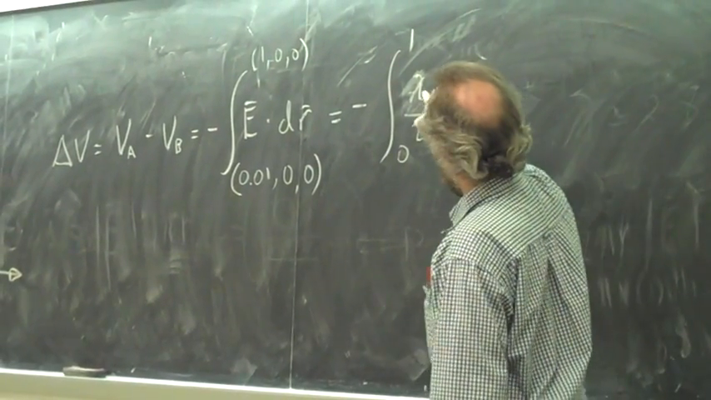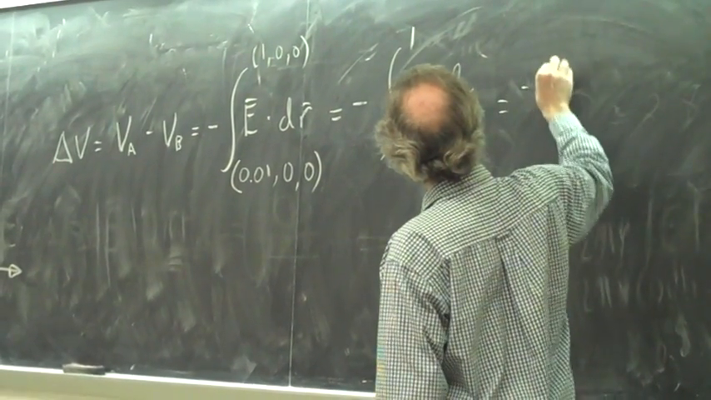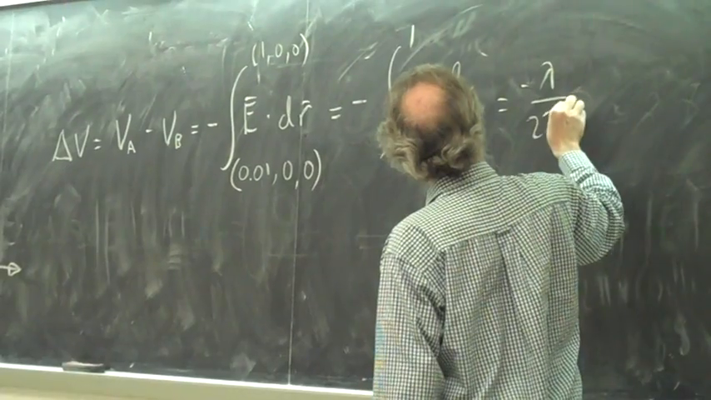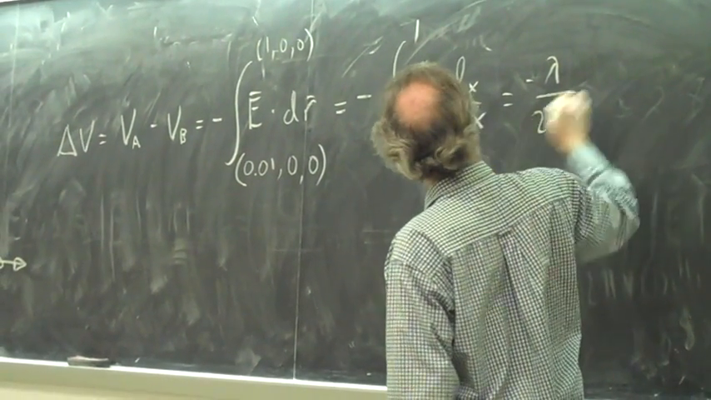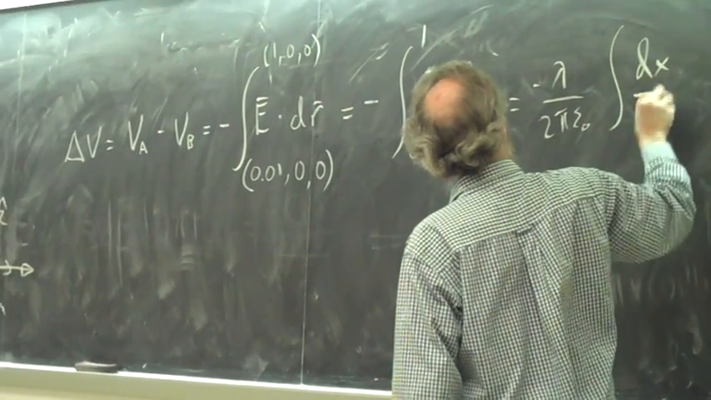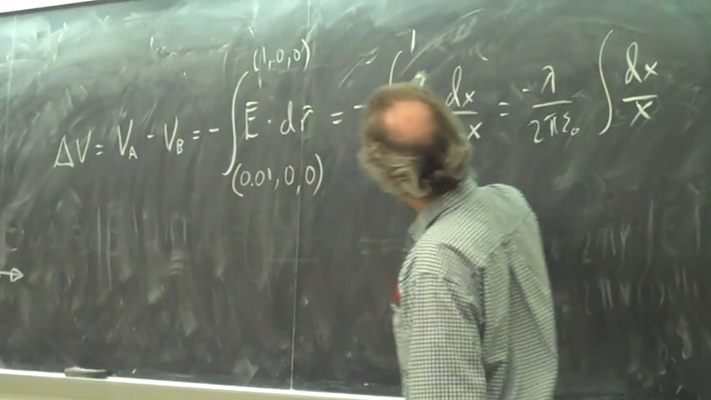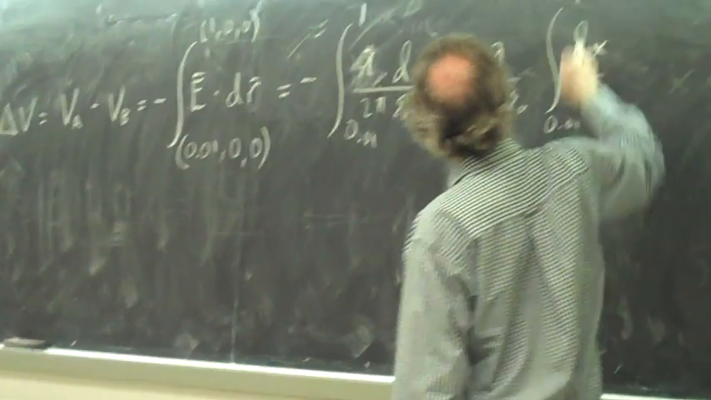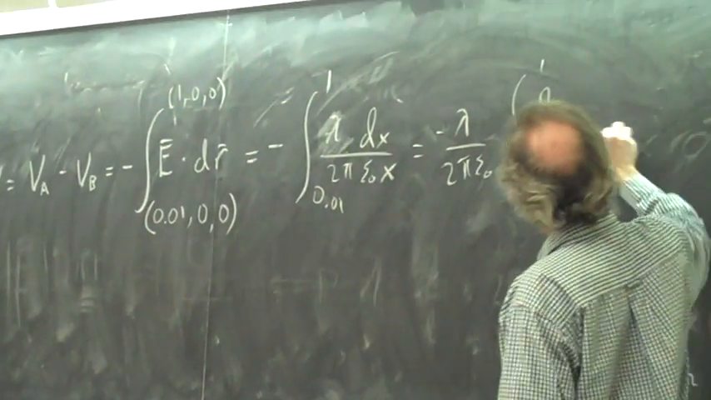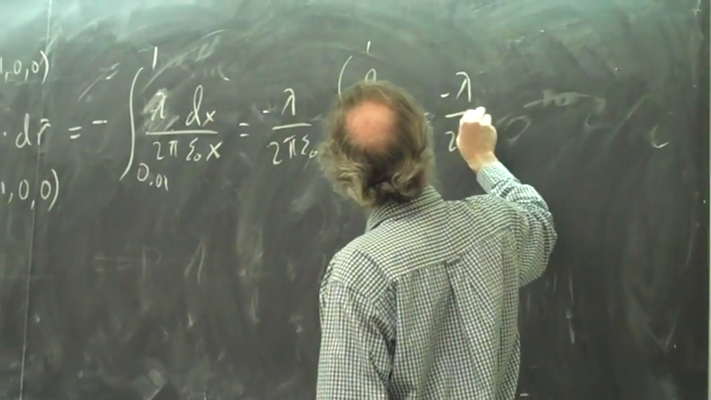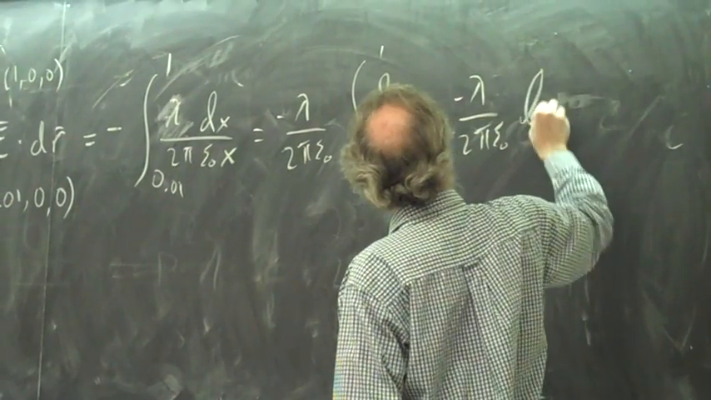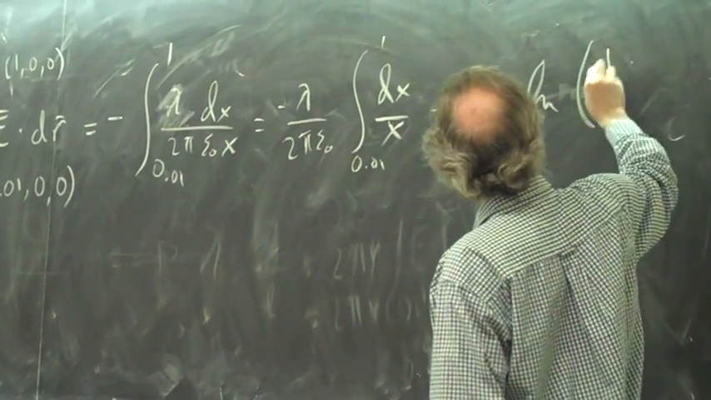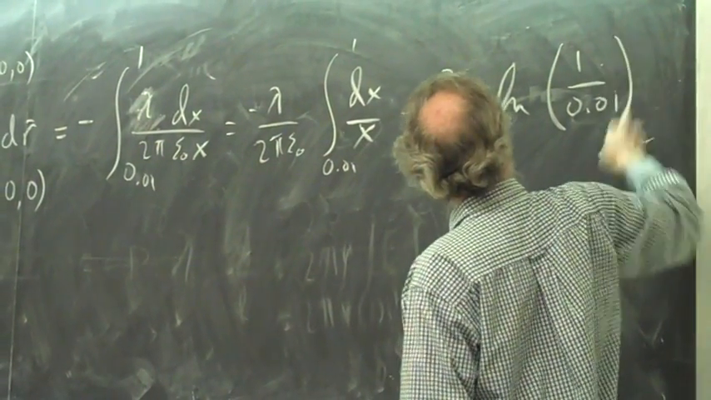And you'll recognize this is minus lambda over 2 pi epsilon naught, and then this dx over x is, of course, just a log, from 0.01 to 1. So this will give me the log: minus lambda over 2 pi epsilon naught times the natural log of 1 over 0.01.